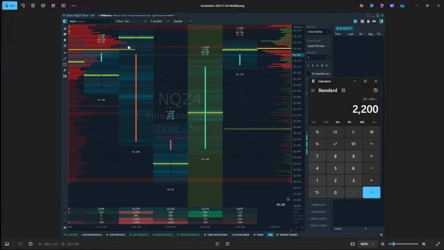Or actually, up here there's a very small imbalance you can kind of see. That probably would have been a good place to close your trade instead of trying to pick the top. But even still, I think it's still roughly 110 points, give or take. Okay.